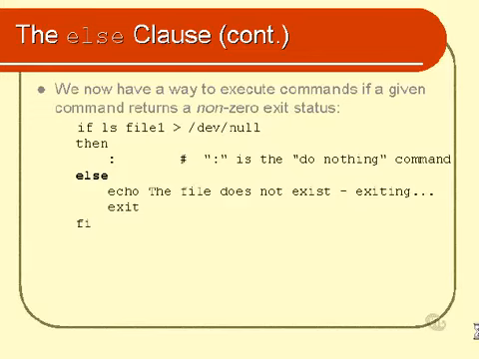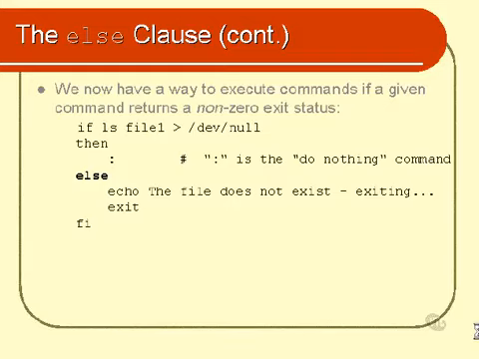Here we're testing to see whether file1 exists or not, and in this particular code snippet we've decided that if the file does exist, then we really don't care. There's nothing that we want to do if the file does exist. We only want to do something if the file does not exist, and at that point we want to put out an error message and exit the program.